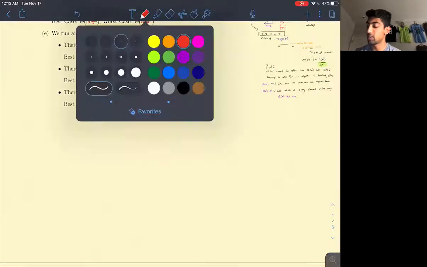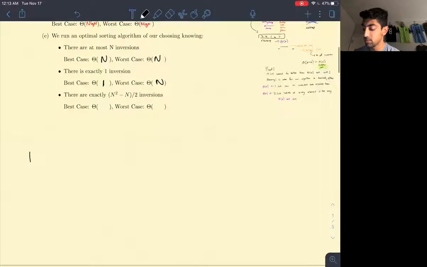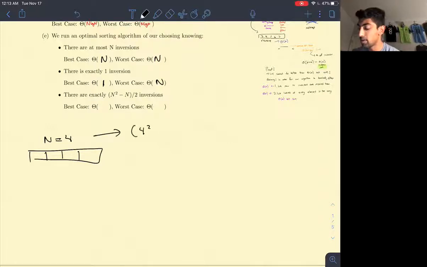Nice, so we're on the last one right now, and it states there are exactly (n squared minus n) over 2 inversions. This question is rather tricky, and I'm going to approach it like a student, just to give you a perspective of how this question is approachable on an exam. Suppose we have an array of size 4. That tells me there are (4 squared minus 4) over 2 inversions. In other words, there are exactly 6 inversions.